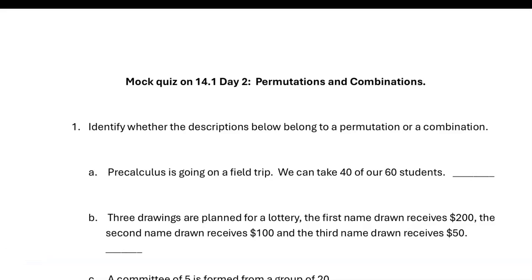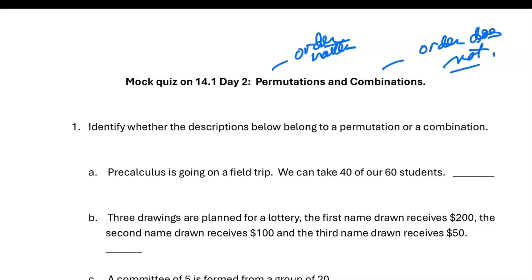In this video, I'm going to go over the mock quiz on 14.1 Day 2. The whole focus is on permutations and combinations. Remember, permutations means that order matters, and combination is when order does not matter. Remember also that this is going to be P, this is going to be C, and they're on your graphing calculator under math and then probability.